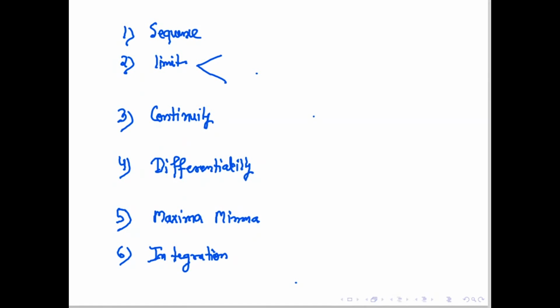Definitely for sequence we have some epsilon definition. For limit we have an epsilon definition and a sequence definition also. Like if you take two sequences and both have different limits, that means the limit doesn't exist. Similarly, for continuity also we have an epsilon delta definition and a sequence definition.